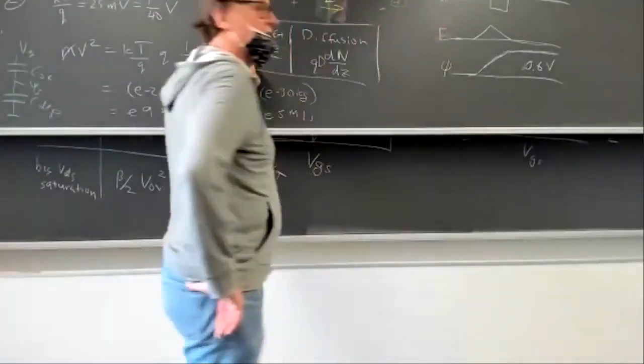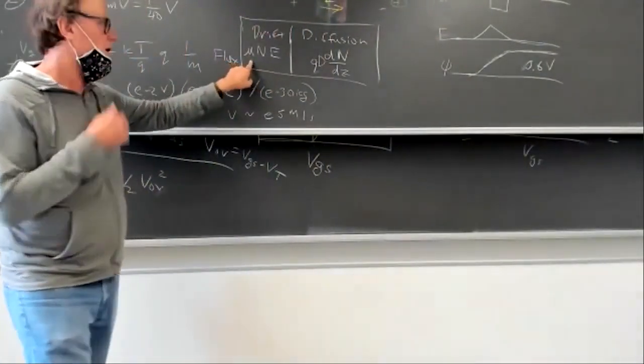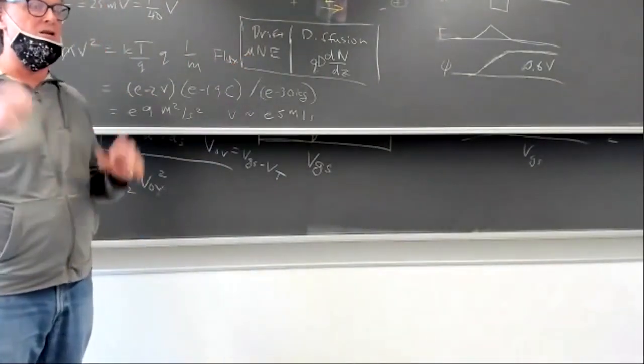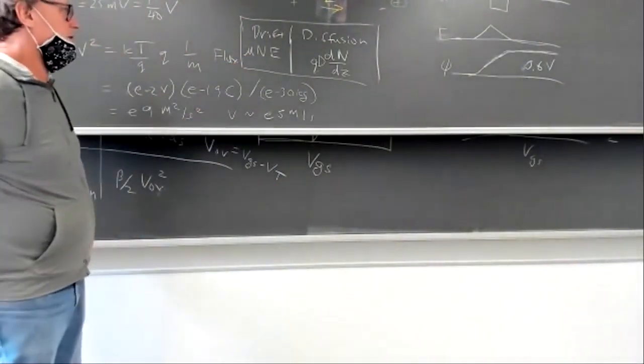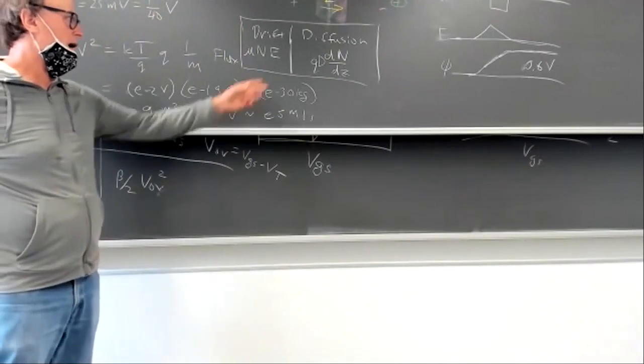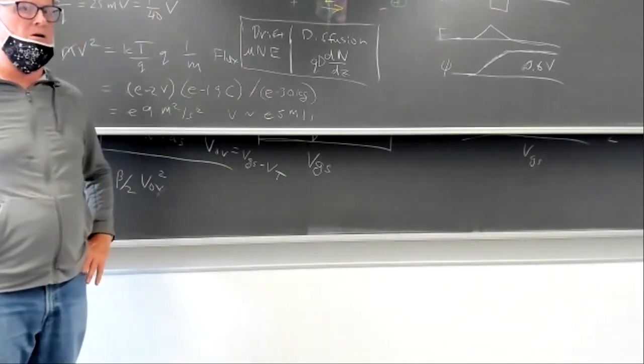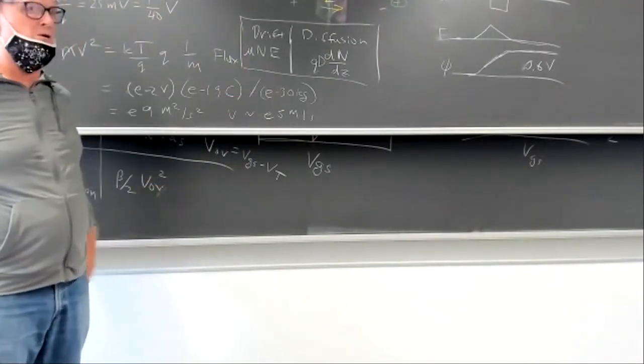Where does the mu come from again? Mu, not U, mu, that's the mobility. That's just a constant, has to do with the semiconductor material. It's how fast the charge moves with electric field. It has units of centimeters squared per volt second.